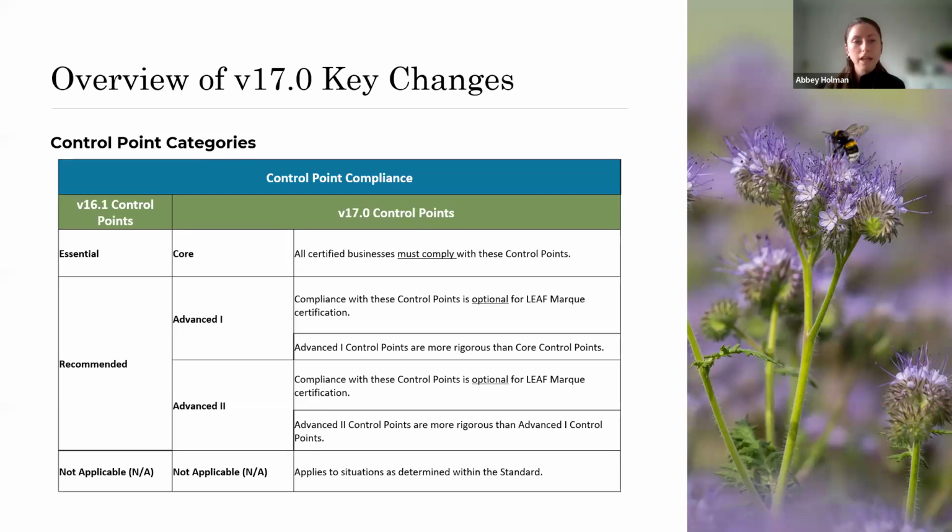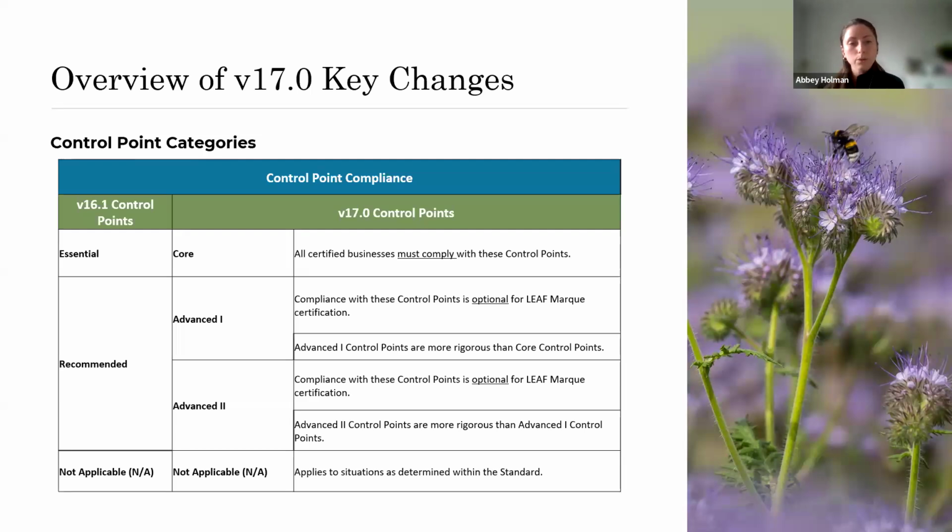So the first, advanced 1 control points, are more rigorous or potentially more difficult to implement than core control points. And building off of those are advanced 2 requirements, which are more rigorous than those advanced 1 control points and potentially more difficult than the advanced 1 control points to implement and achieve.